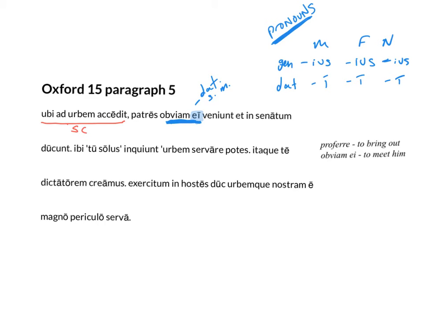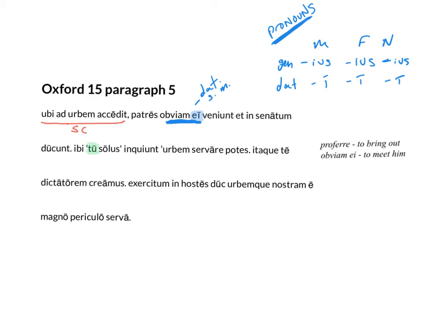Ibi tu solus inquiunt urbem servare potes. There, they say, you alone are able to save the city. So we've seen this a few times at this point. Tu is going to be a personal pronoun.